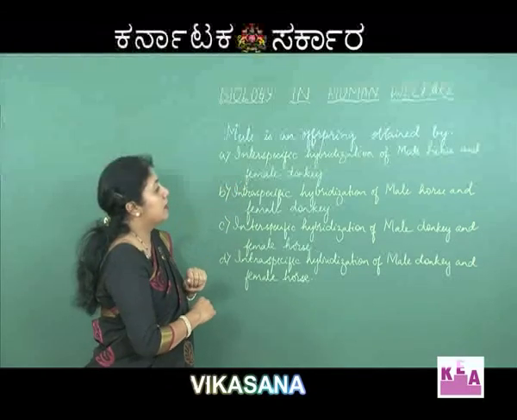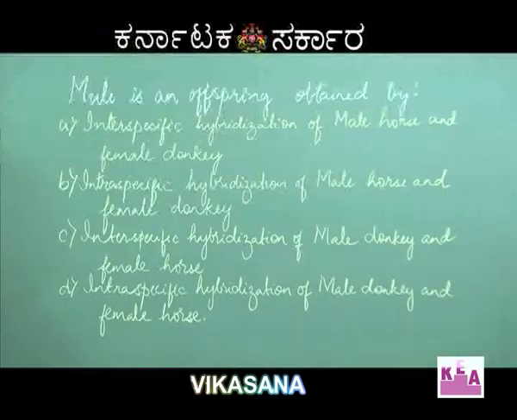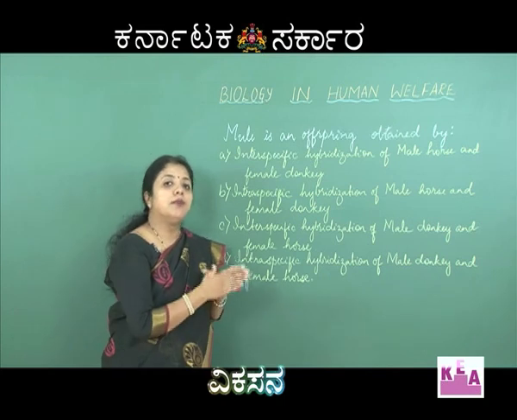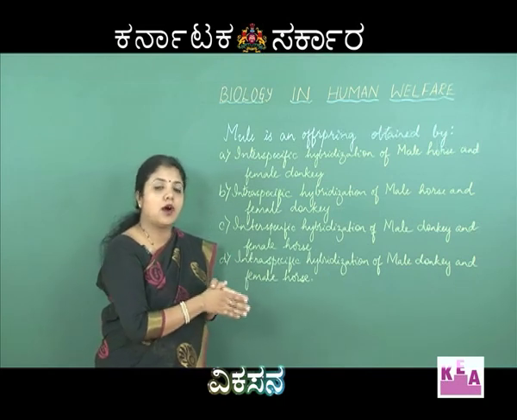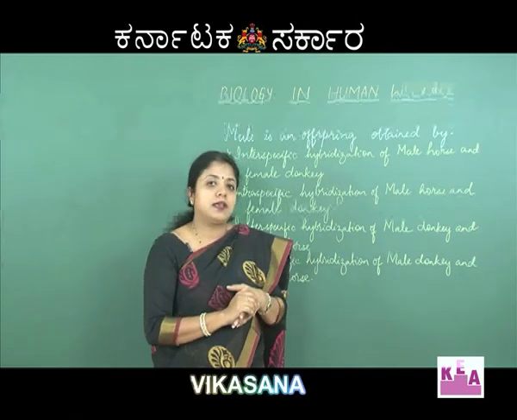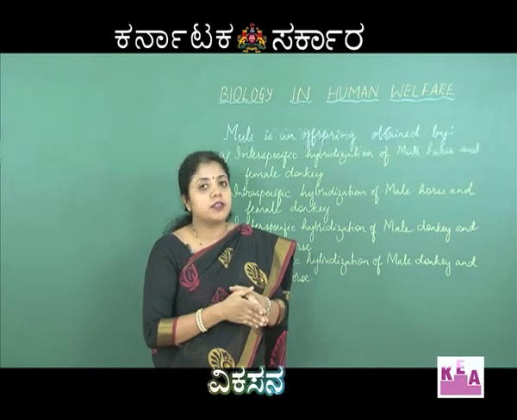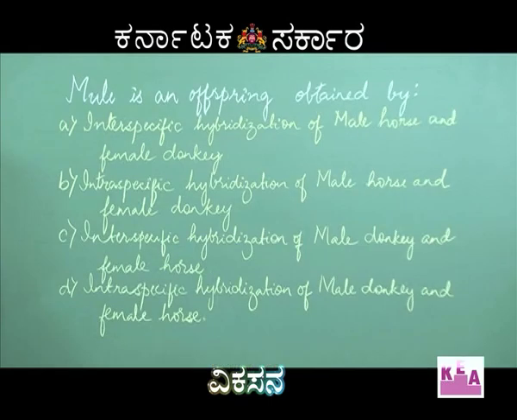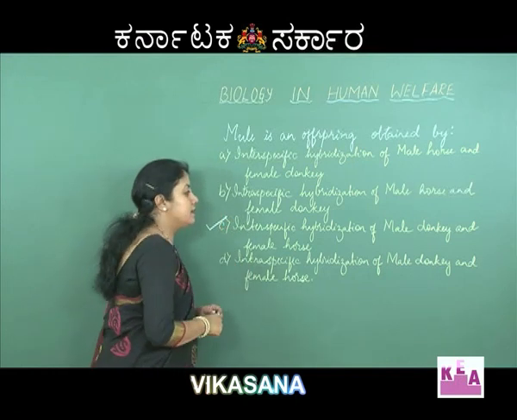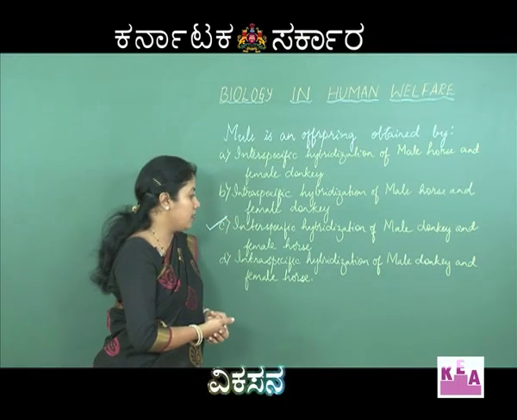The first option here refers to male horse and female donkey, which actually gives rise to an offspring called a hinny, and interspecific hybridization of male donkey and female horse gives rise to the offspring called a mule. Mule has both the characteristic features of the horse and the donkey. It is strong like the horse and it is a hard worker like a donkey, and that is why it is a commercially useful animal. So, here the right option would be option C. The mule is an interspecific hybridization of male donkey and female horse.